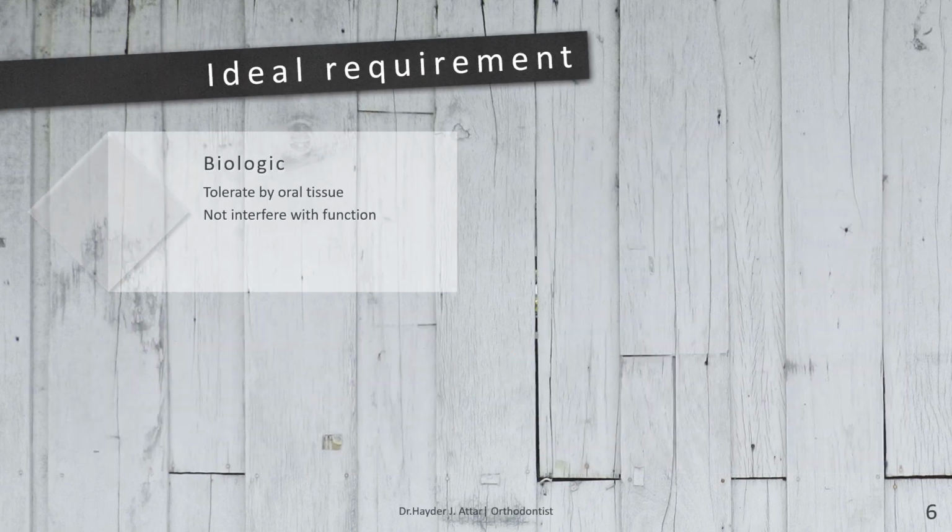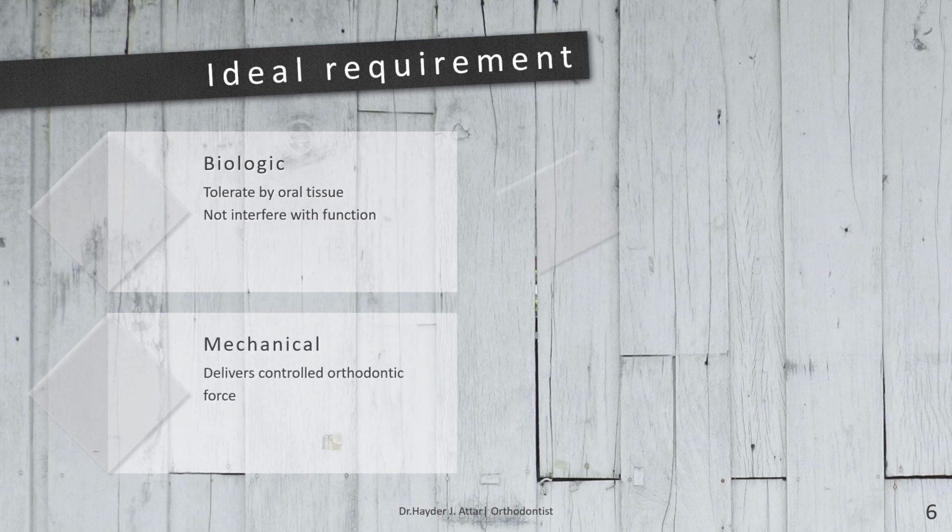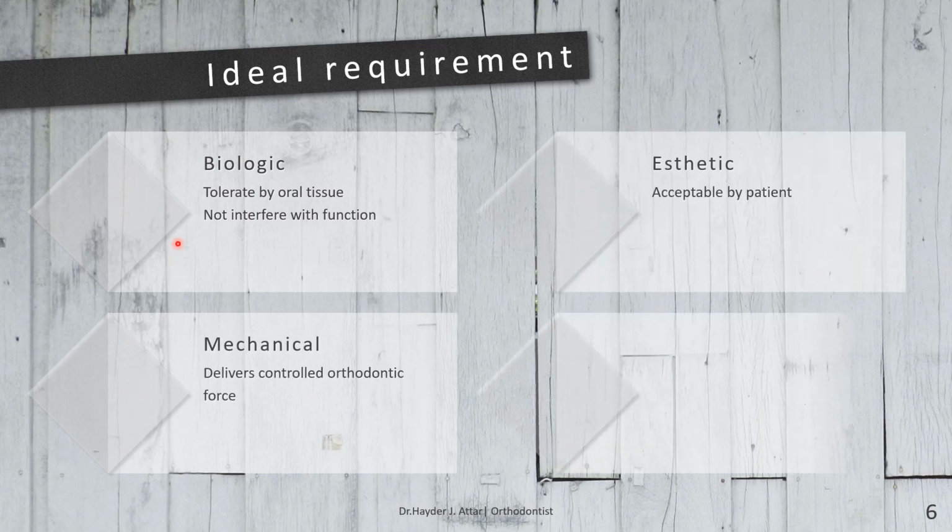The ideal requirement for any orthodontic appliance is that it should be biologically tolerable by the oral tissue. That means it should not cause any irritation to the mucosa or any adverse effect to the teeth, such as increase in mobility, sensitivity of the pulp of the tooth, pulpitis. Also it should not interfere with the normal function of the oral cavity and not adversely affect the growth of the maxilla and the mandible.